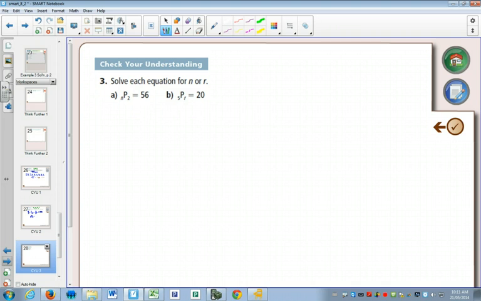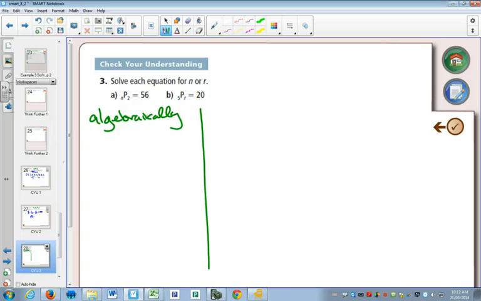Sometimes on the exam, they're going to have this equation, solve for n or solve for r. For A, you'll find that they'll say this same question, but they'll add the word algebraically. For B, they won't add the word algebraically. In fact, for B, we're going to find out that the best strategy is just to use guess and check, and it's with some logic, and it's not too bad. But for the first one, they're going to say solve it algebraically.